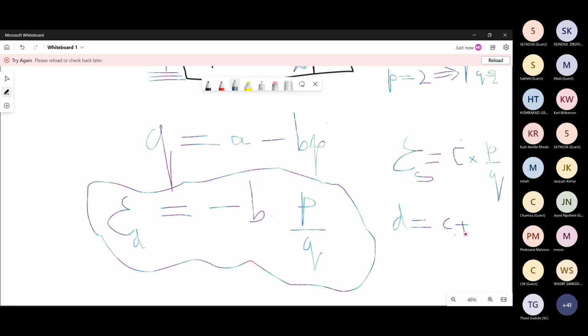What is the supply function again? Maybe I can go on the page just to have the same number. Sorry, what am I writing here? Q equals C plus D times P, right? So again, the number that indicates the rate of change.